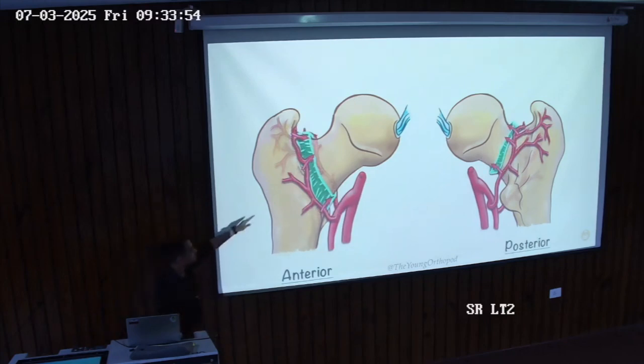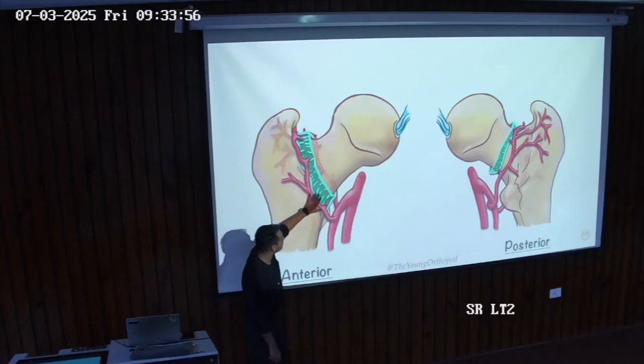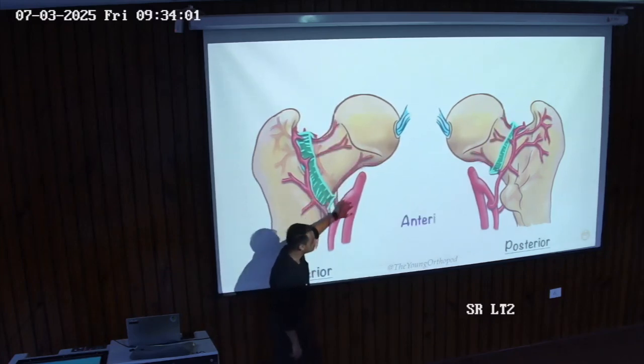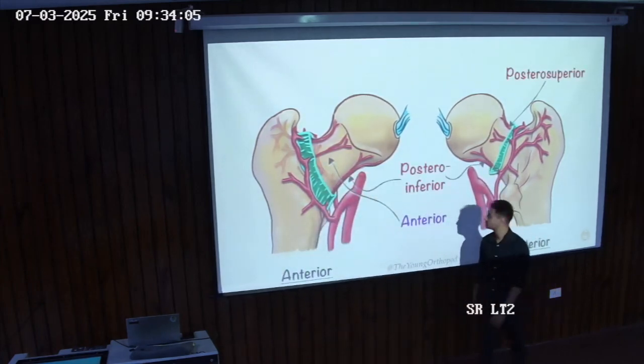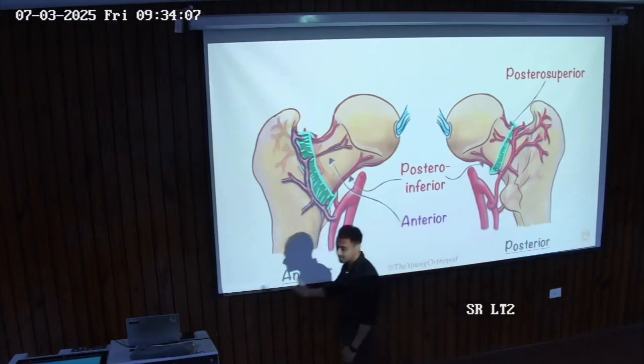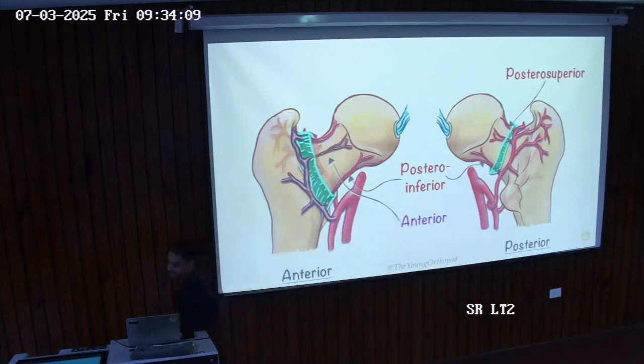Now they are going inside. This is all outside the capsule. Now they are going inside the capsule. So what are these called? The front side will be anterior side, the back side will be posterior side. What are these called? Retinacular arteries.